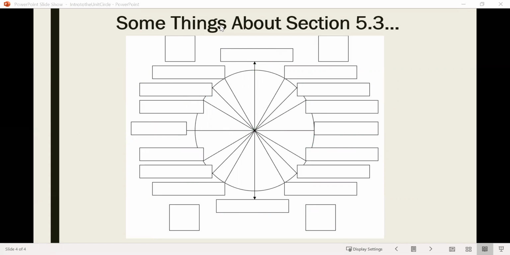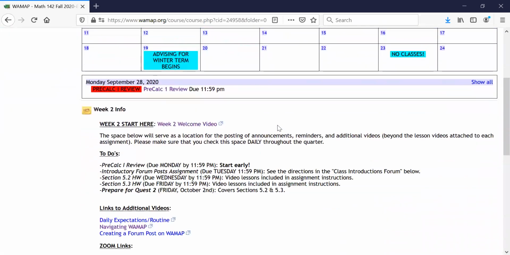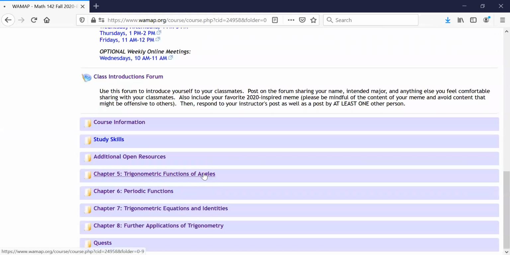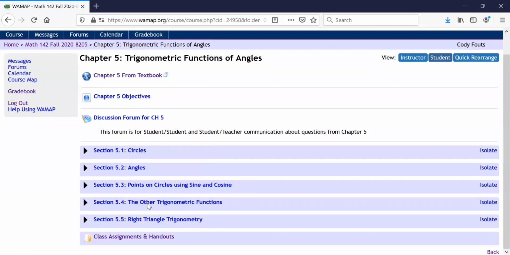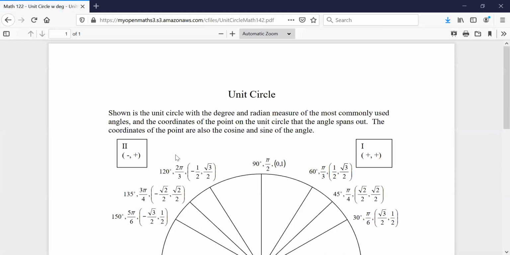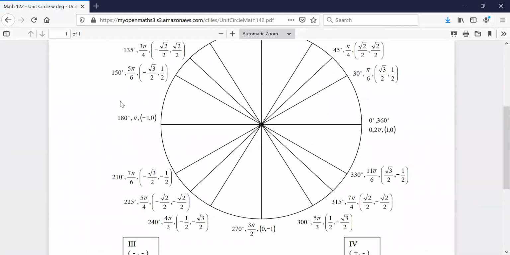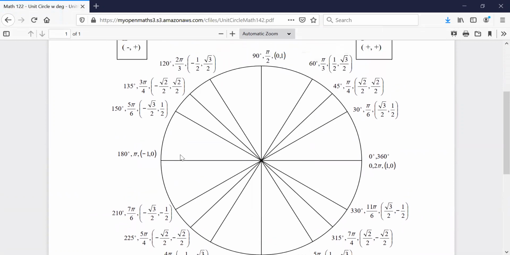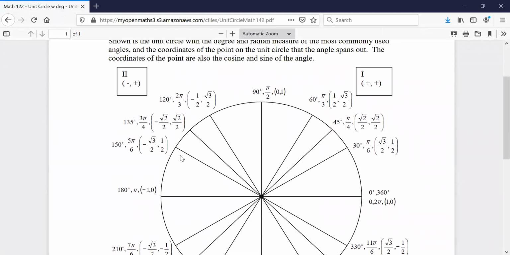So I'm going to go to our WAMAP course. If you go down to the Chapter 5 folder, open that up, and then go into the Class Assignments and Handouts folder, you notice right here, the third link down, there's a link to the unit circle. So if you open that up, you can actually see the full unit circle with all the cosine and sine values and angle measures in degrees and radians filled in. So once you fill out a copy of the unit circle for yourself, I would highly suggest checking your answers with this.